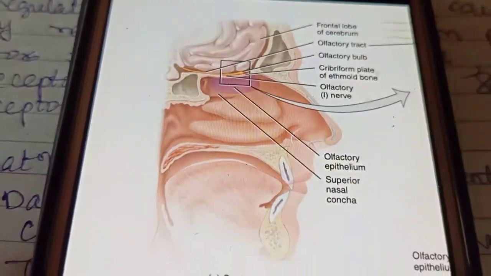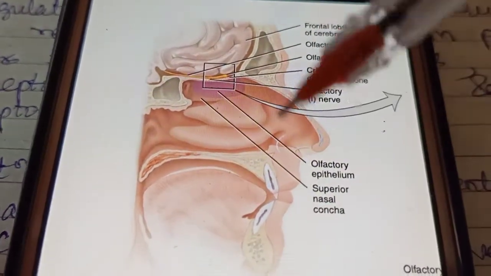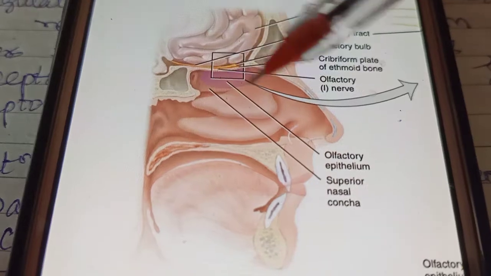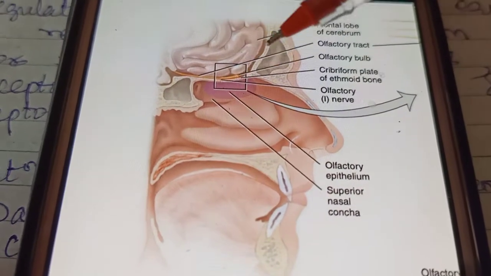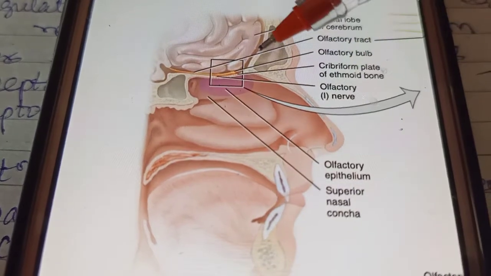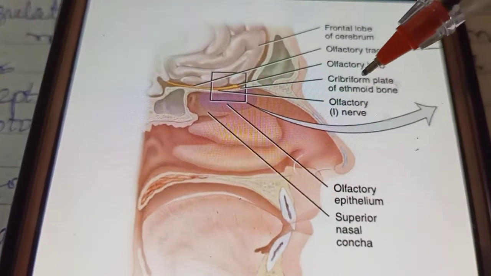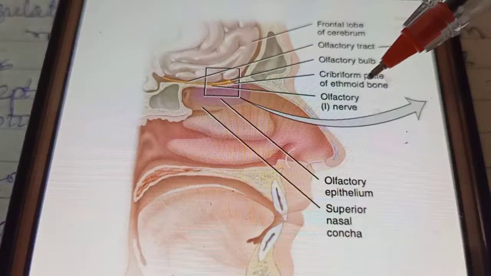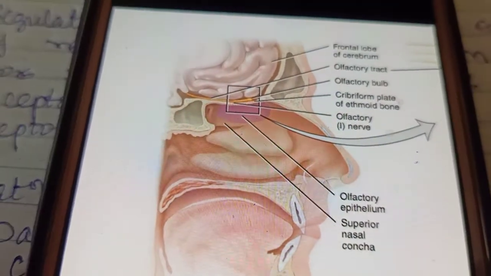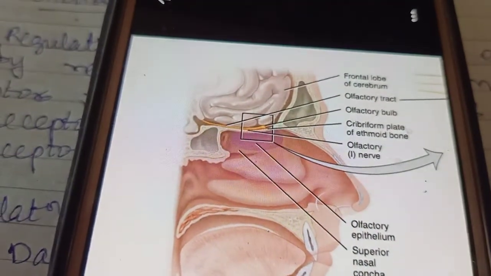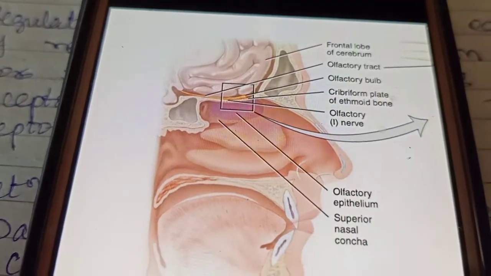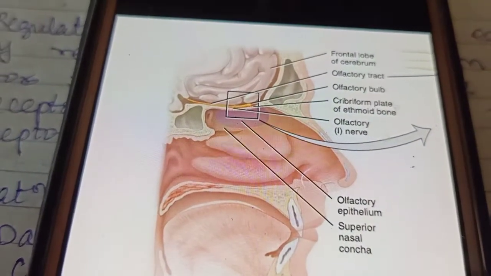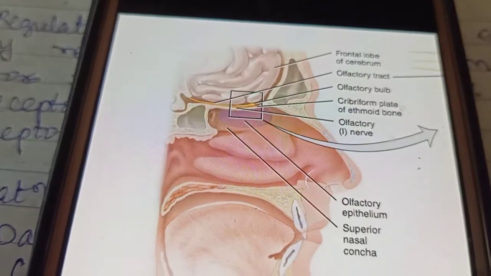You can see here, this is the superior nasal concha, and the olfactory epithelium is extending up to this. It is present inferior to the inferior surface of the cribriform plate of the ethmoid bone. Now this olfactory epithelium consists of 10 million to 100 million receptors. Those are the olfactory receptors.